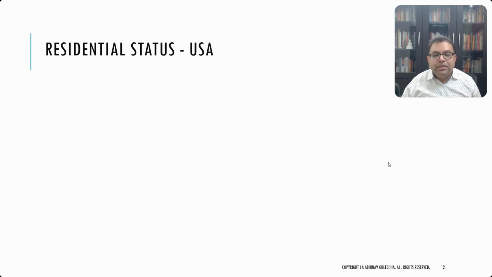Right. So in USA, like in India, where we have a specific rule in Section 6 of the Income Tax Act of India, that depending upon the number of days of stay in India, you qualify as a resident, a not ordinary resident, or a non-resident. Similarly, in USA also there are certain rules. Now these rules are in some ways different from the Indian rules. So let us understand what those rules say.